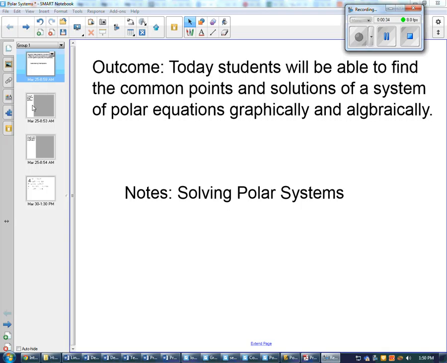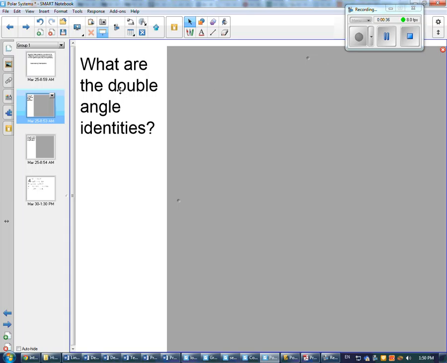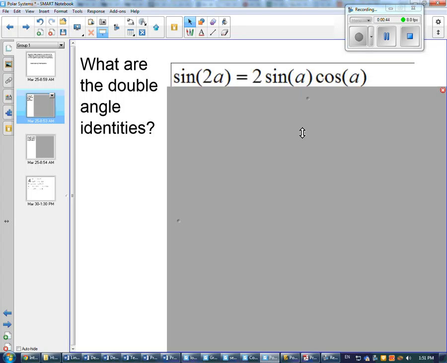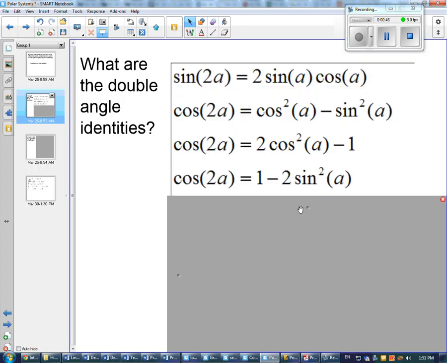In addition to your unit circle, you are going to need what are called double angle identities. You never have to know these. You'll always be able to look them up. There are 4 that you're going to need to reference. So go ahead and just copy these into your notes.